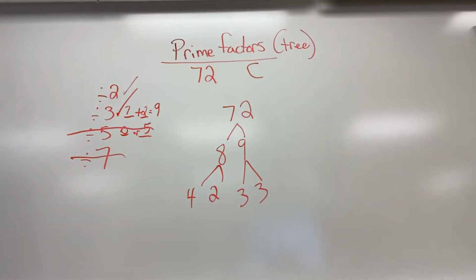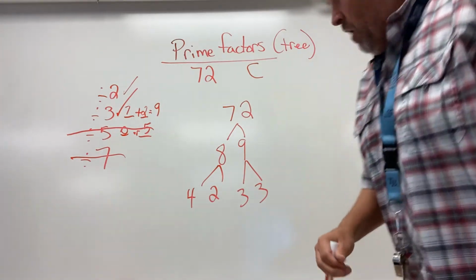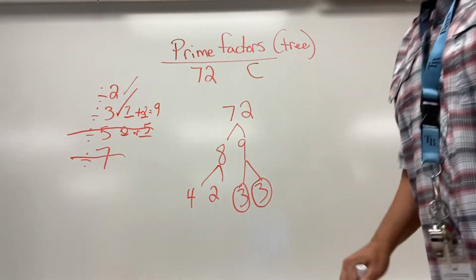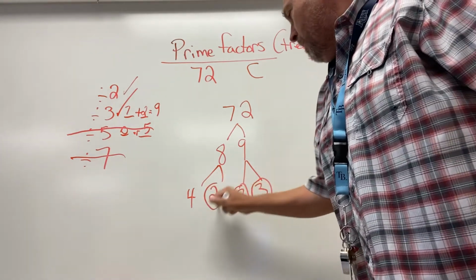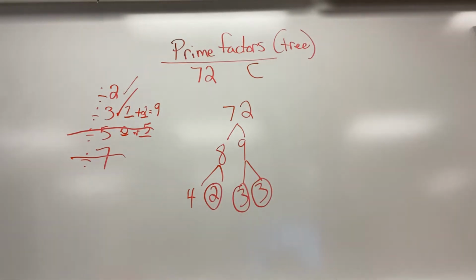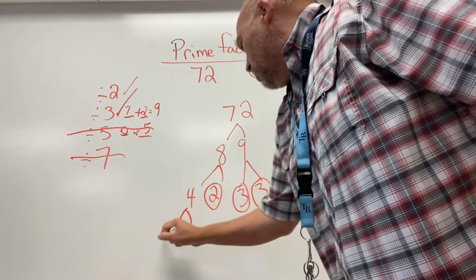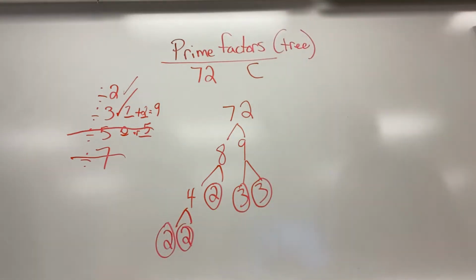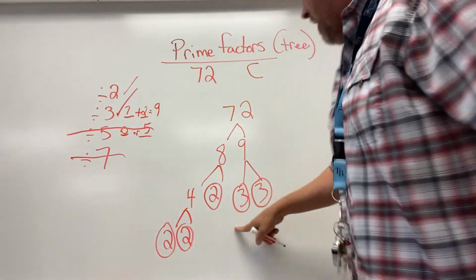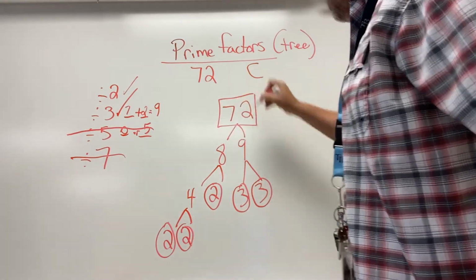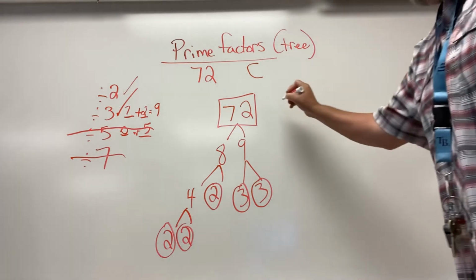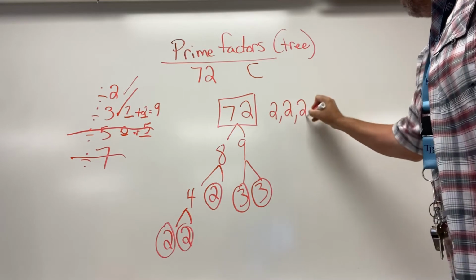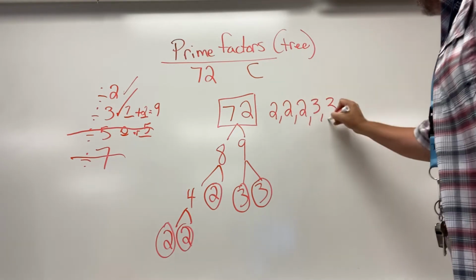Now we're ready to look at these numbers. 3 is prime. Can't break it down anymore. So 3 is prime here. Then we have the number 2, that is prime. But the number 4 is still composite, and that can break down into 2 times 2. So now we have circled the prime factors of 72. And those numbers are a 2, a 2, a 2, a 3, and a 3.